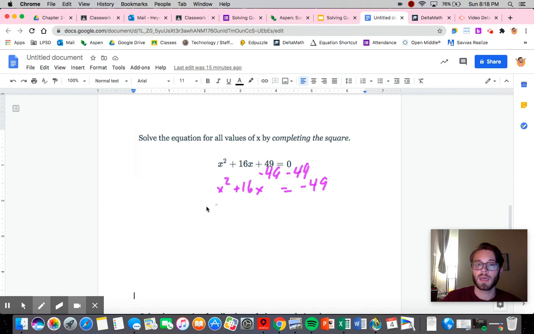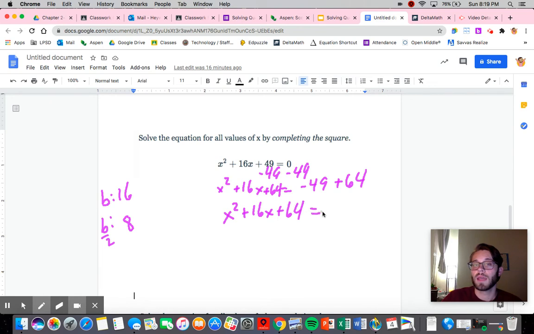So we take b, which is 16, then we have b over 2, which is just 16 over 2, which is 8. Now we square it and add it to both sides. So we have to add the 64. The reason we're doing this again is so that we can rewrite this as a perfect square trinomial. Now we have x squared plus 16x plus 64, and that is going to be equal to 15.